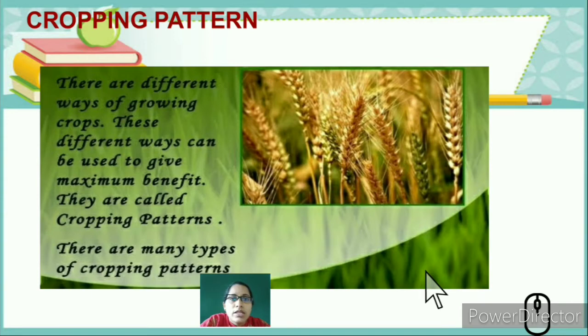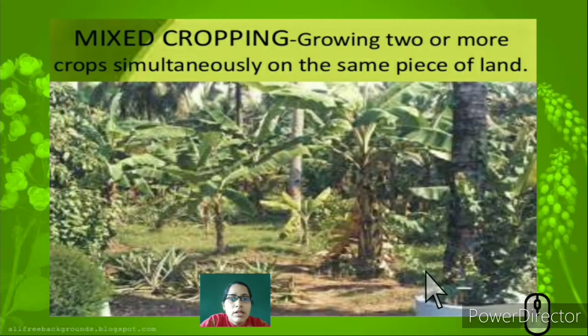So you can see here different ways can be used to give maximum benefit. They are called cropping patterns. So they are of many types. Let's see these types. So, mixed cropping.